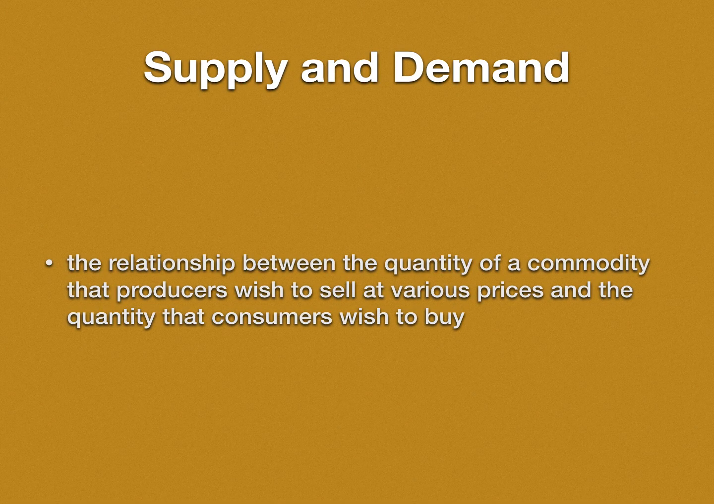Then you have supply and demand. So this is just the relationship between the quantity of a commodity, so that's whatever it is that you want, that producers wish to sell at different prices, and then it's the quantity that the consumers wish to buy. So if it's in high demand, they're going to give you the supply of it, but if it's not in high demand, then there's probably going to be less of it.